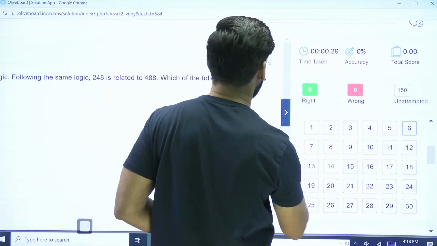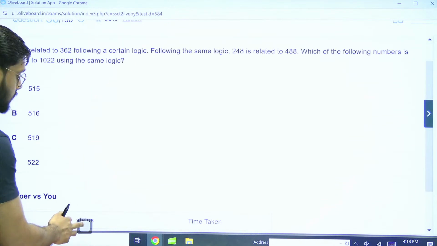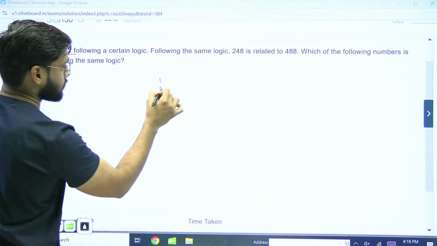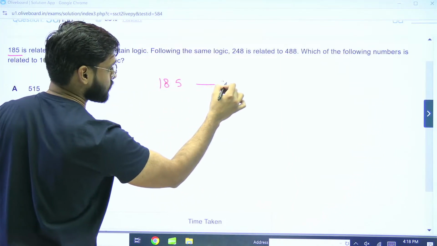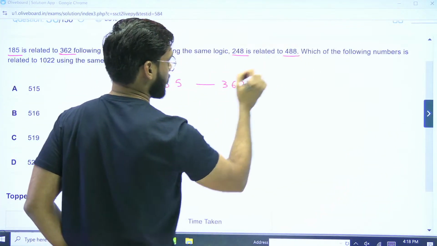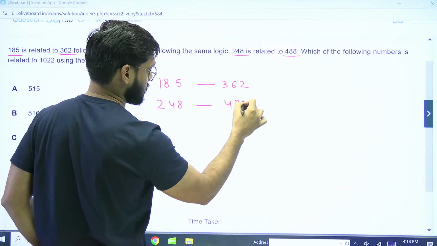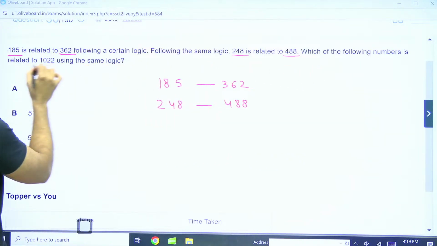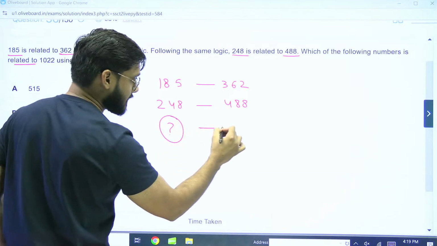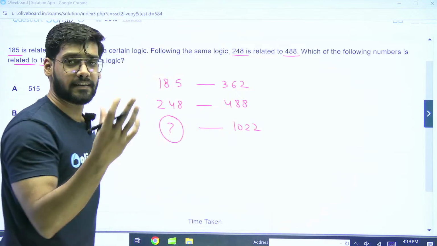Sixth question. The sixth question is from the relation part, that is of the analogy. 185 is related to 362. 248 is related to 488. Which of the following numbers is related to 1022? We need to find this first number that is related to 1022. How can we find this thing?